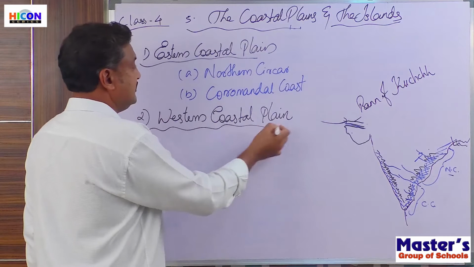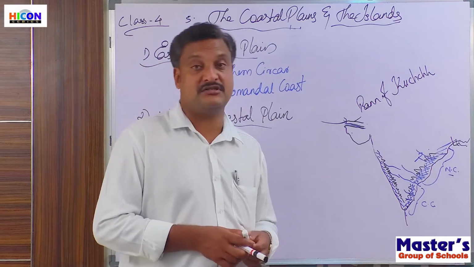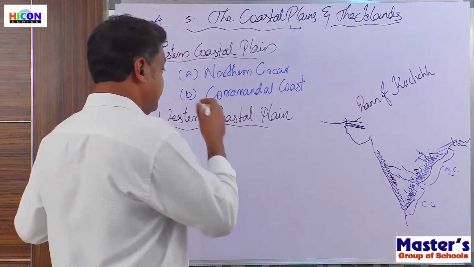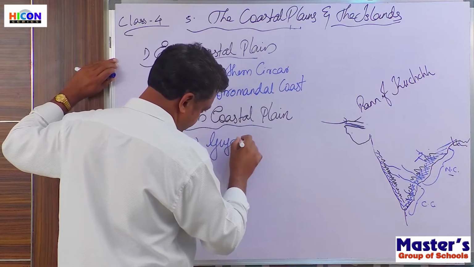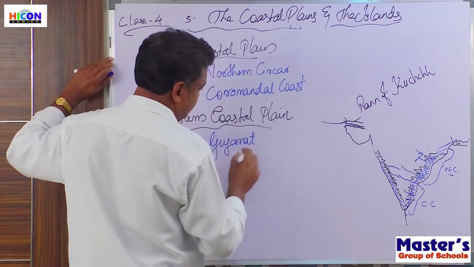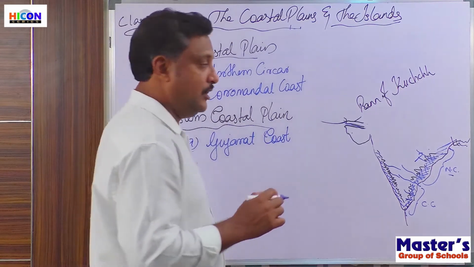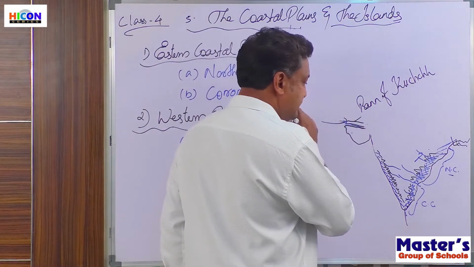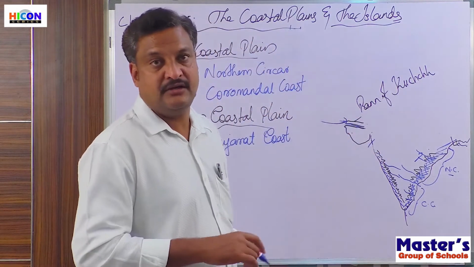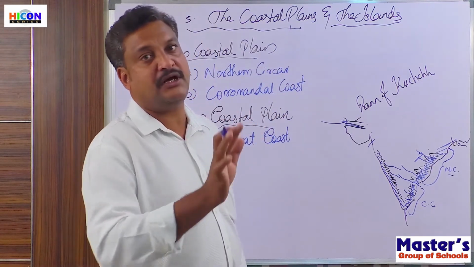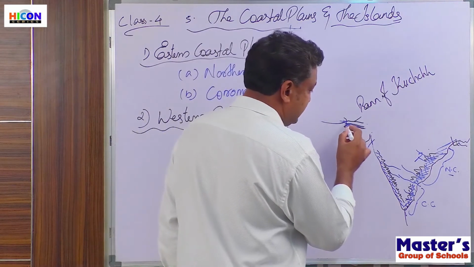So as we had the divisions for the eastern coastal plain, we have divisions for the western coastal plains also, right? In that, the first one is the Gujarat coast, which originates from here until here. The coastal region of the state of Gujarat is what is known as the Gujarat coast.